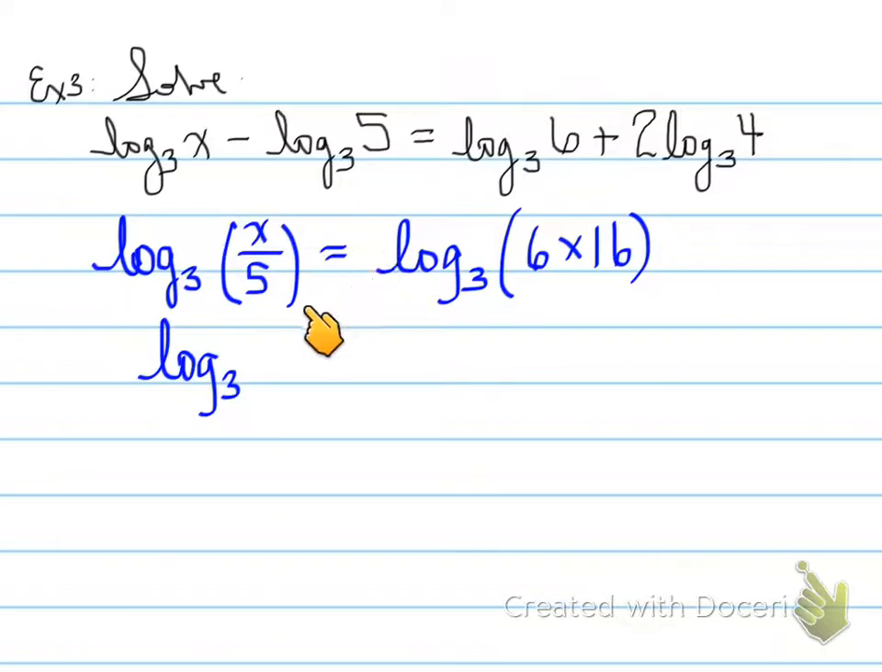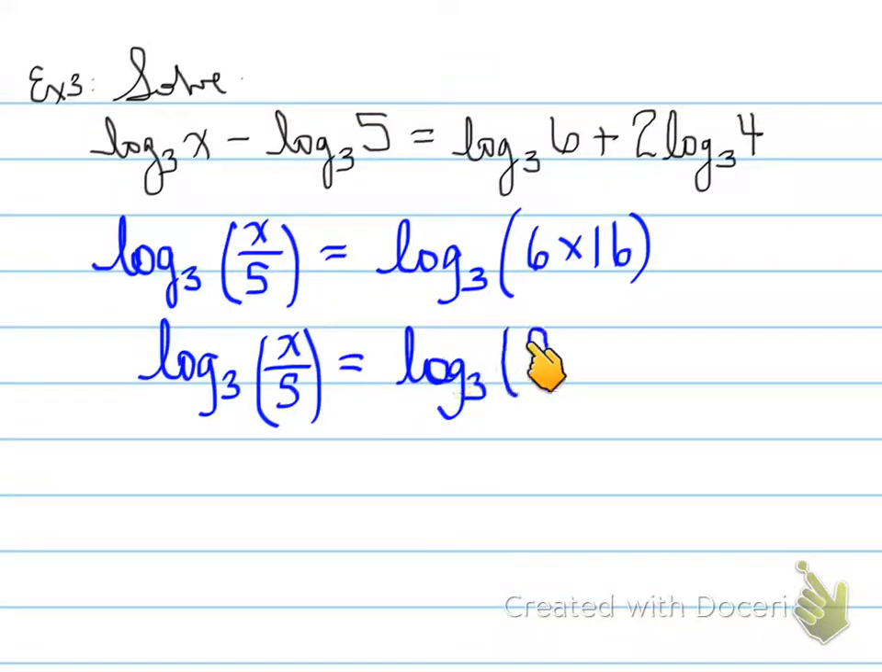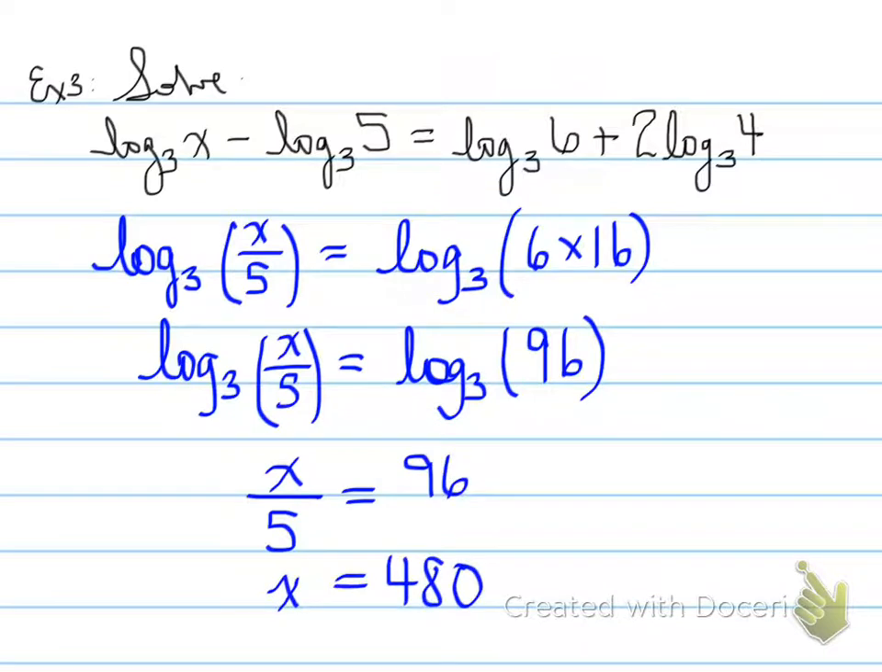How does that help us? Well, now we have log base 3 of x over 5 is equal to log base 3 of 96. How does that help us? Well, we have the log on both sides. So if we have the log on both sides and they're single logs with nothing else there, what we can do is drop the logs, just like we would do if they had the same base. We would drop the bases and make the exponents equal. Here, we're making the arguments equal. So x over 5 is equal to 96. That means x is equal to 480. That's how you solve for this particular question.